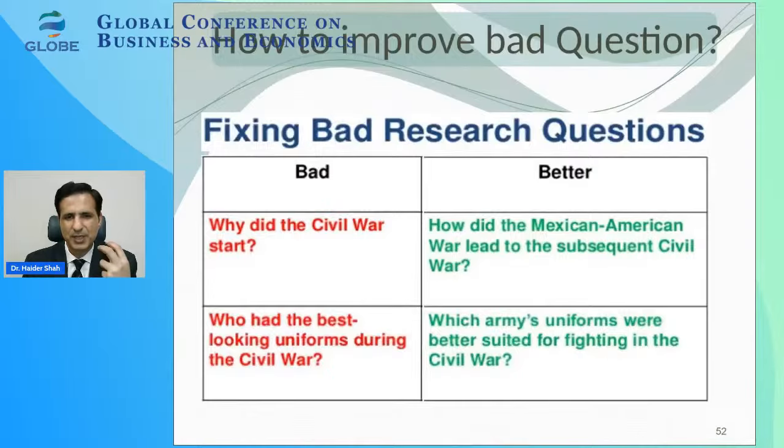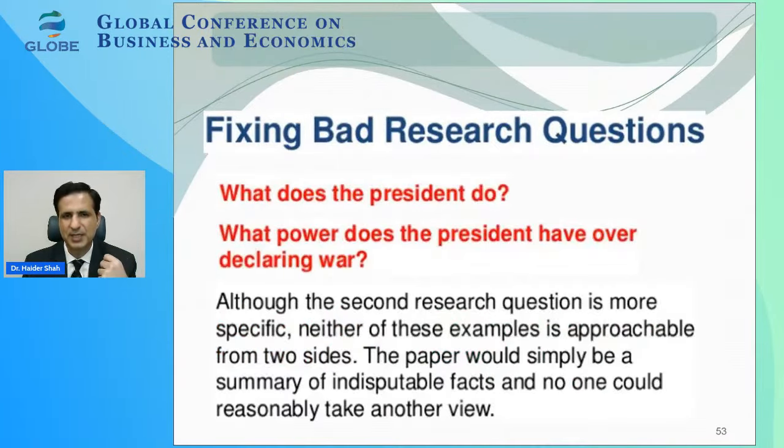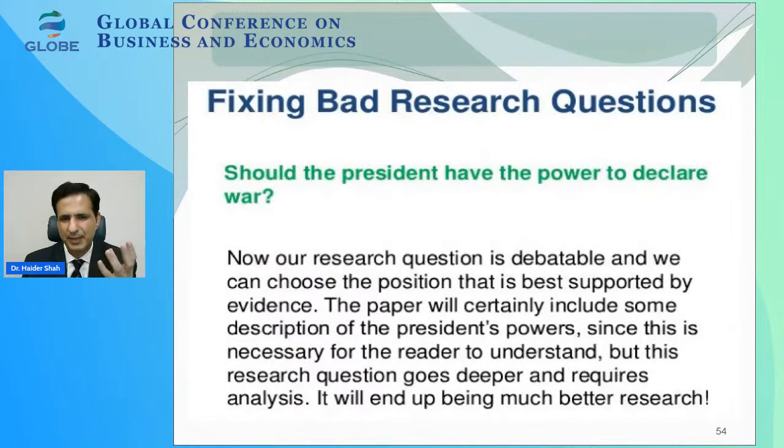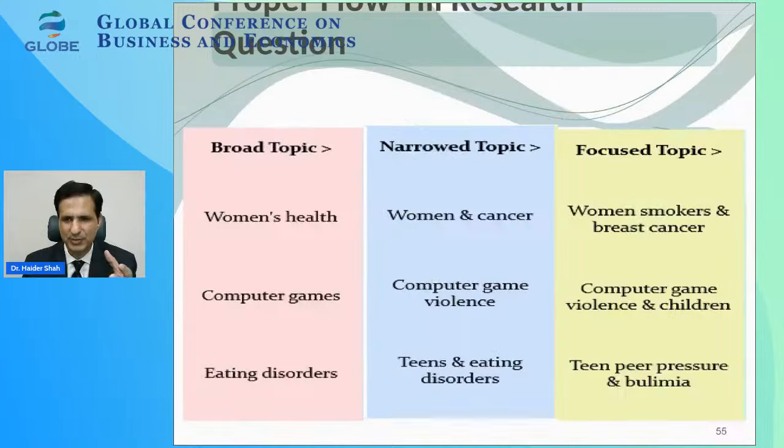So now, how to fix a bad research question? For example, why did the Civil War start? The good question could be, how did the Mexican-American War lead to the subsequent Civil War? Now you see it's a clear understanding of a good research question. And then further, these are examples illustrating how we can fix the research question.